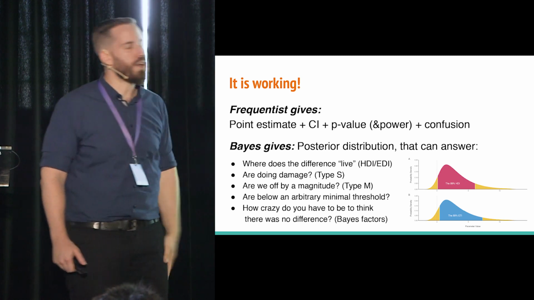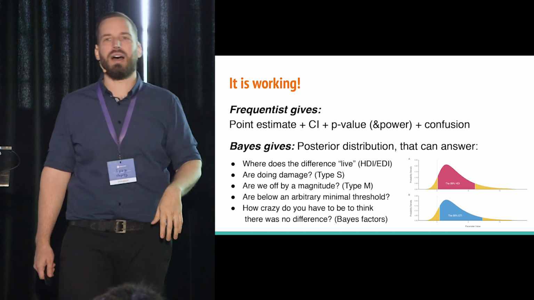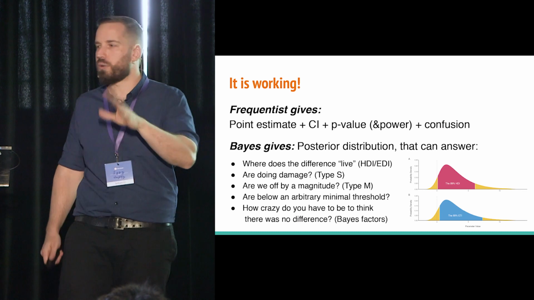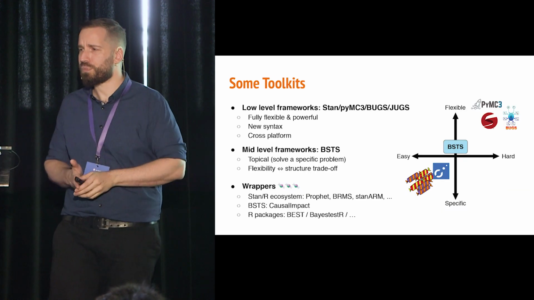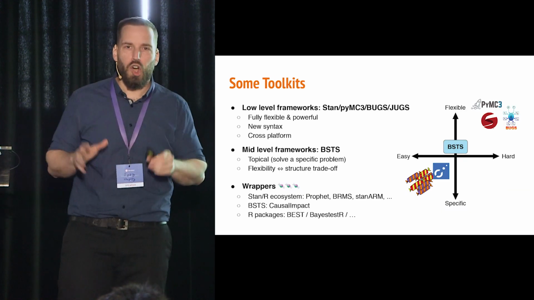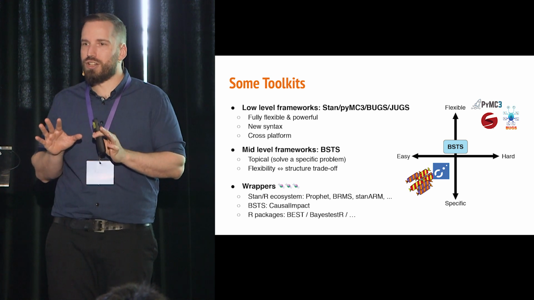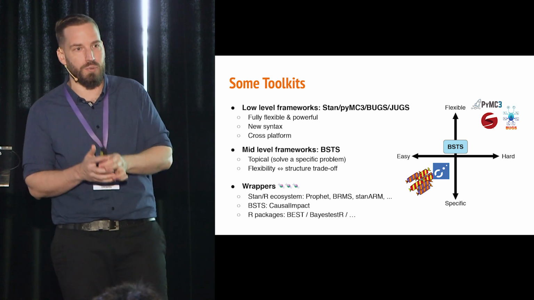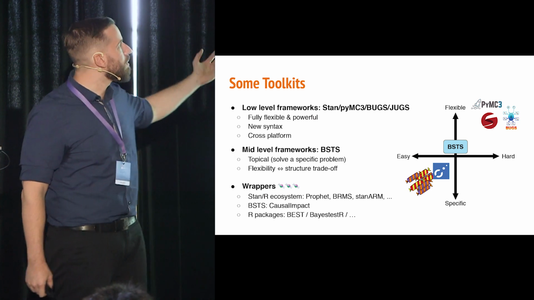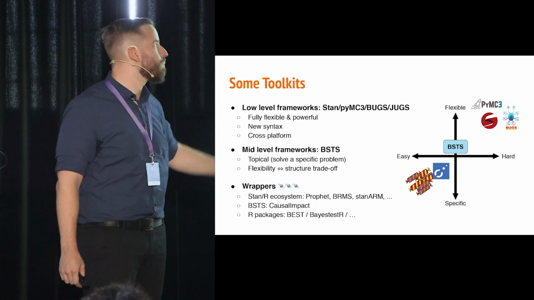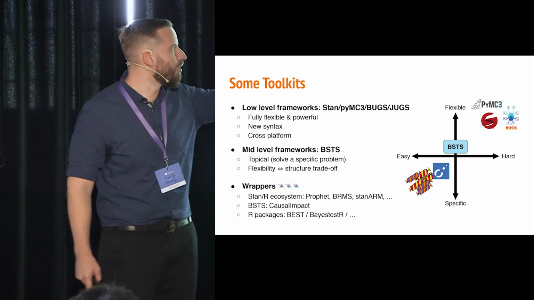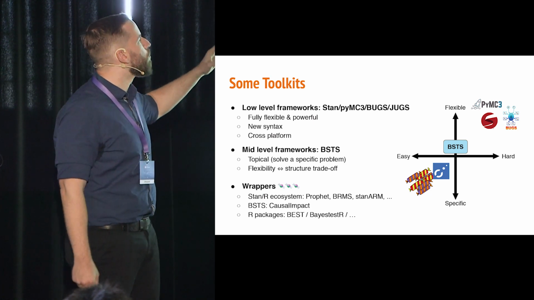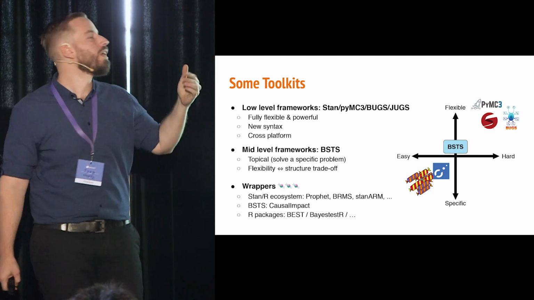I'm not going to go into Bayes factors. There is some argument about them because they try to go around the prior, but maybe for a different talk. So hopefully I've convinced you that this is a really great set of questions to ask and answers to get. How do we get them? Well, there are a lot of tools out there. Again, trying to put it on a graph. There are what I call the low-level frameworks.